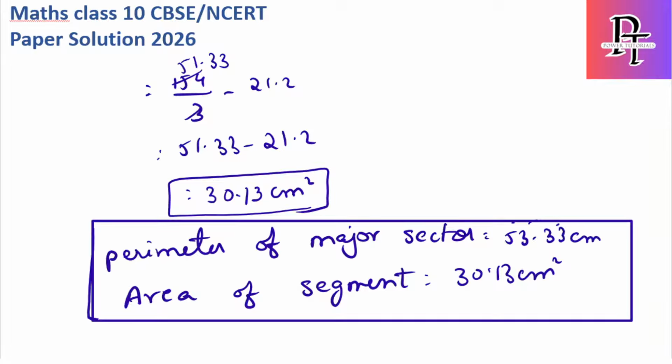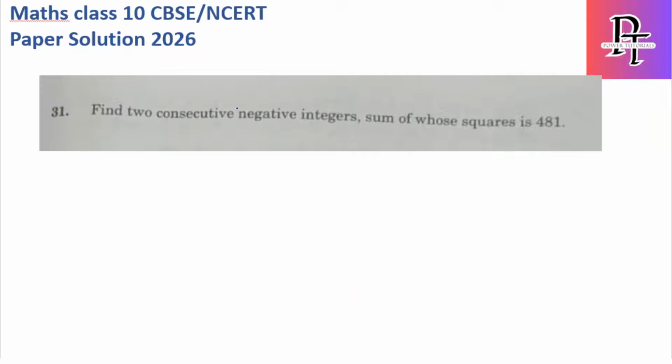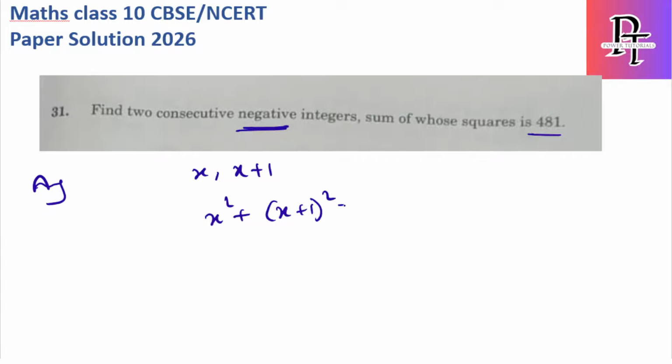Okay, so these two are done. Let's move to the last question from this section. Find two consecutive negative integers. The sum of squares is 481. Okay, so any two consecutive numbers are always x and x plus 1. So simply I have to use squares of these two, and equate to the given value, so it is x square plus x plus 1 whole square is equal to 481. So let's write, let x and x plus 1 be the integers.